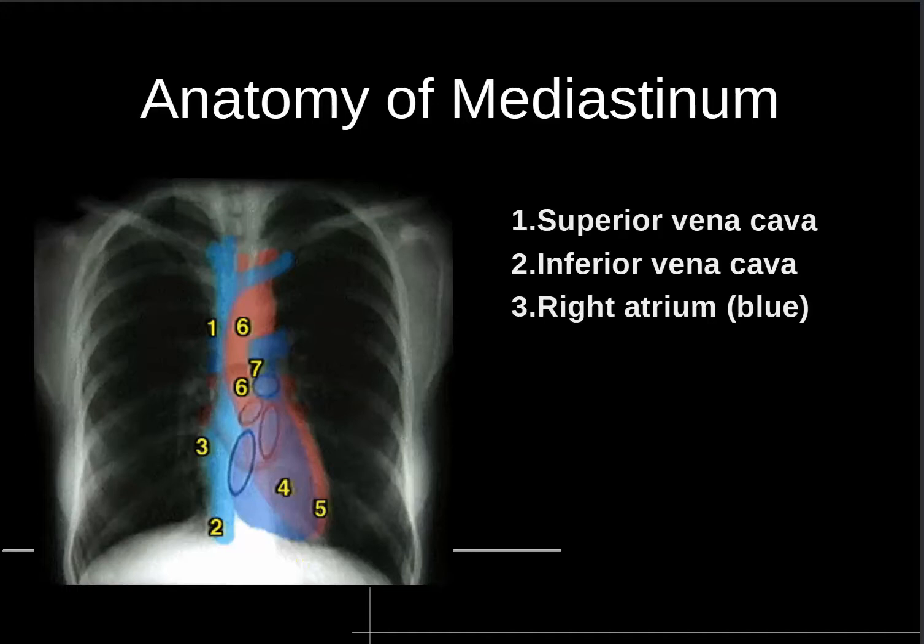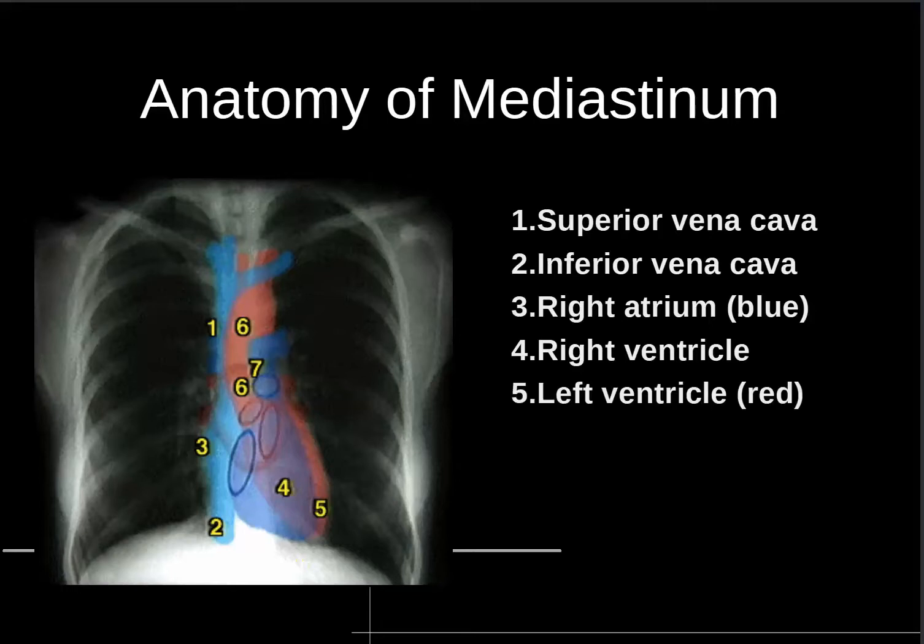4 is a continuation. You can't really see its borders on the chest X-ray, but when it's enlarged, it becomes more conspicuous. It's the right ventricle. 5, actually, you can see on the chest X-ray. It is the left lateral border of the mediastinum. It is, guess anyone? The left ventricle. Good, those who got it.